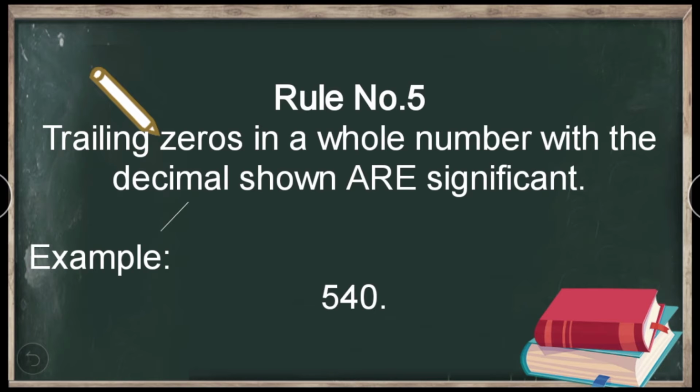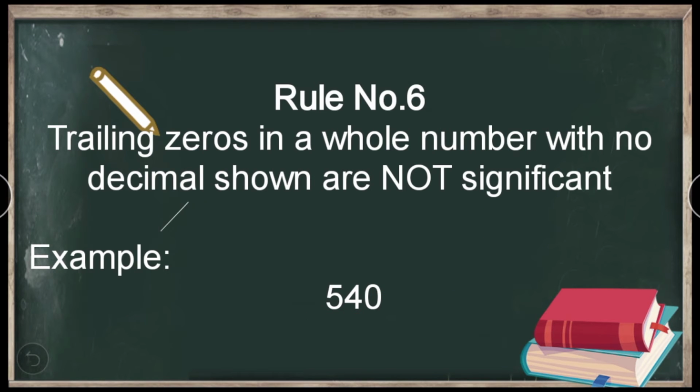Rule number 5. Trailing zeros in a whole number with decimal shown are significant. Placing a decimal at the end of a number is usually not done. But by convention, however, this decimal indicates a significant 0. So this example 540. This indicates that the trailing 0 is significant. So therefore, it has 3 significant figures in this value.